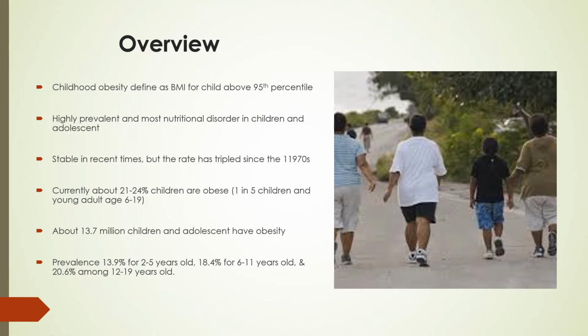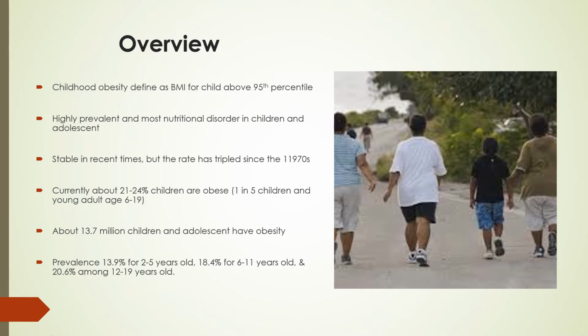In recent times, it was stable, but the rate has tripled since the 1970s. Currently, about 21 to 24% of children and adolescents are obese. This means for every five children between the ages of 6 to 19, one is obese. About 13.7 million children and adolescents have obesity.